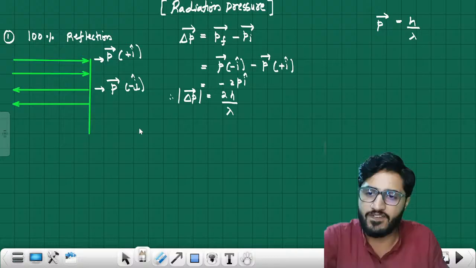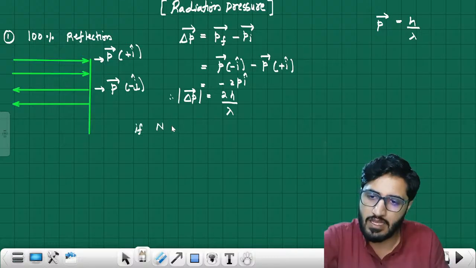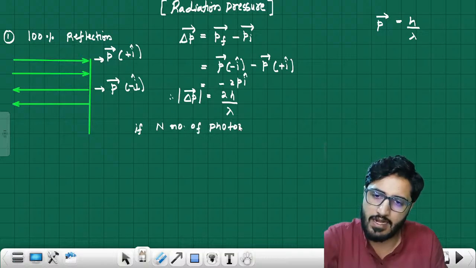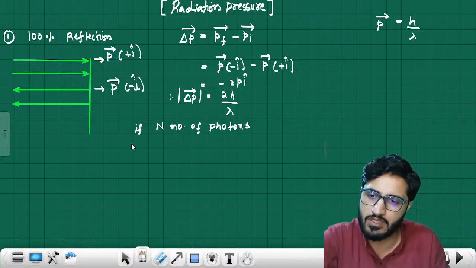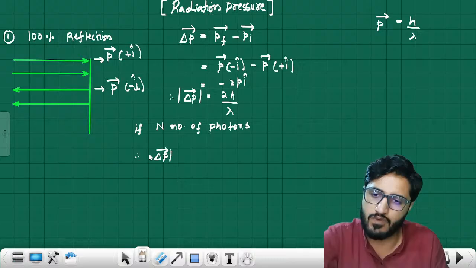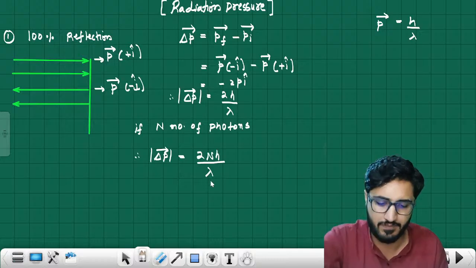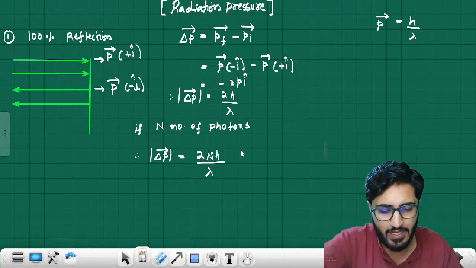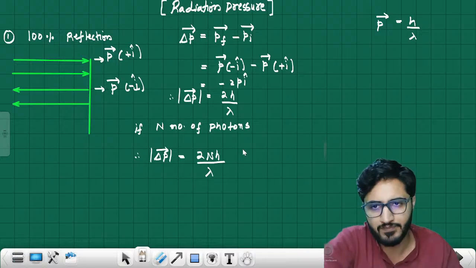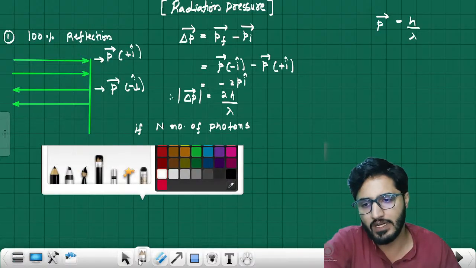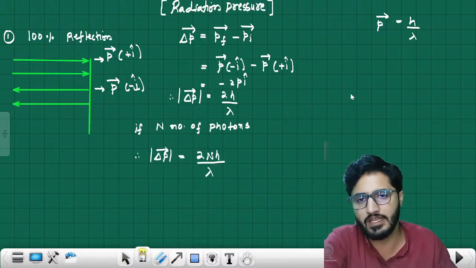If n number of photons, so therefore, change in momentum equals 2nh divided by lambda. 2nh divided by lambda. Done. So if you are done with this case, we know one case from second law.